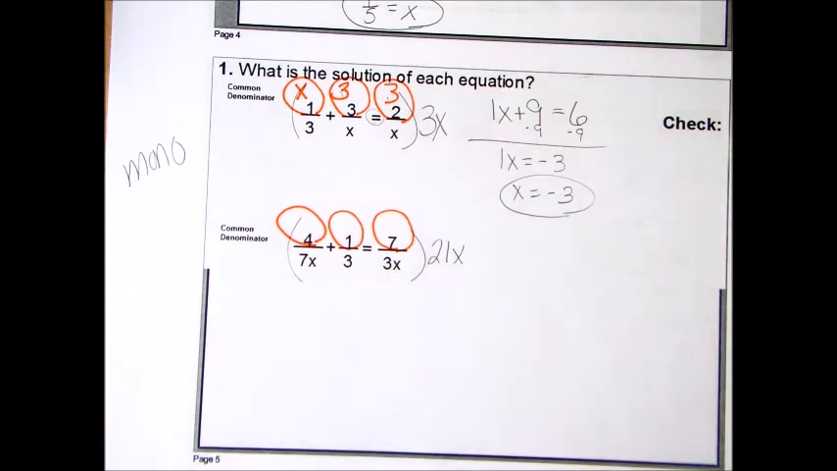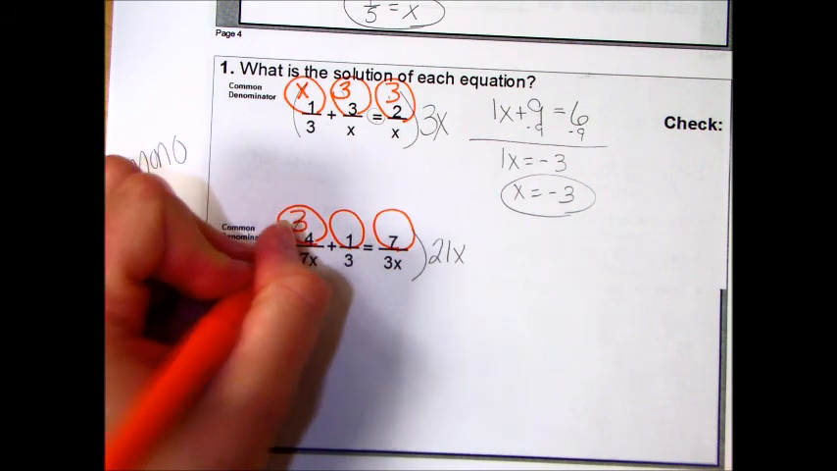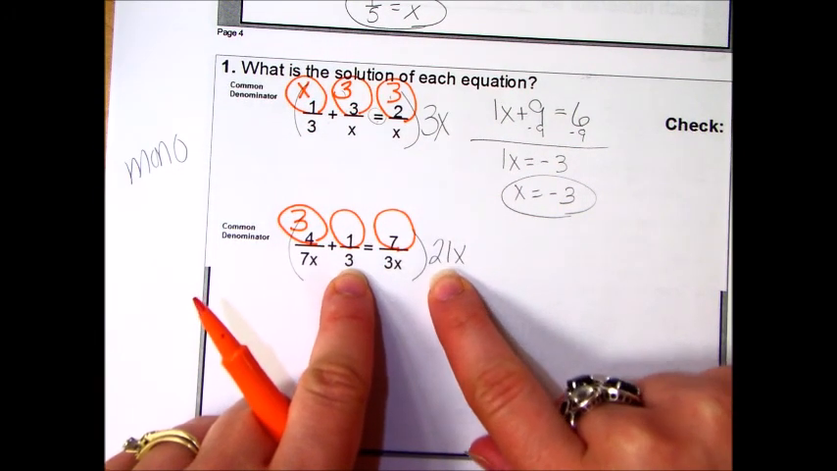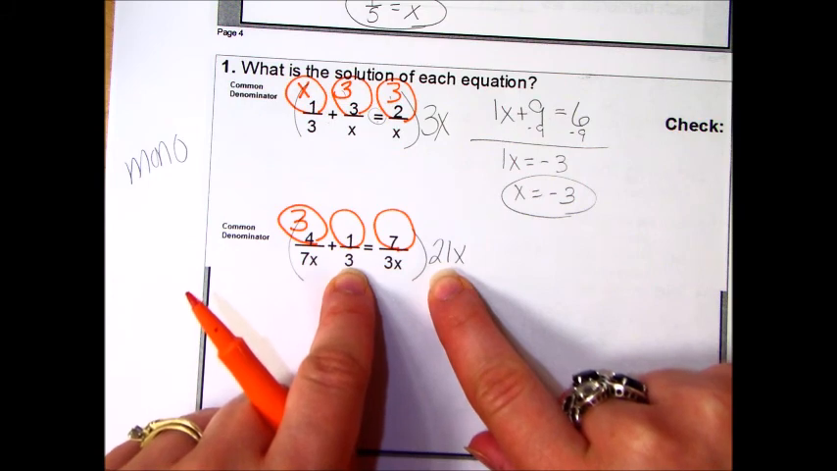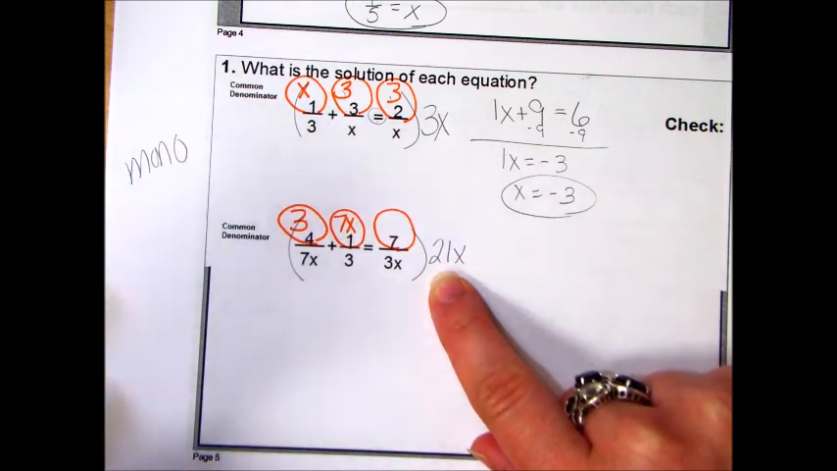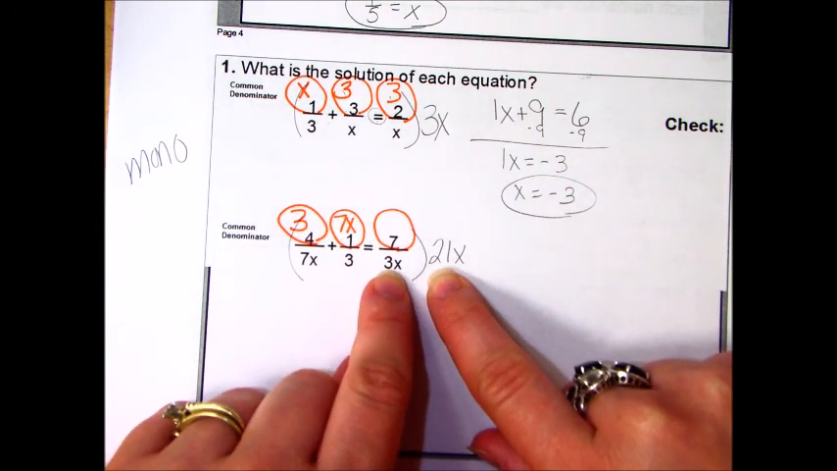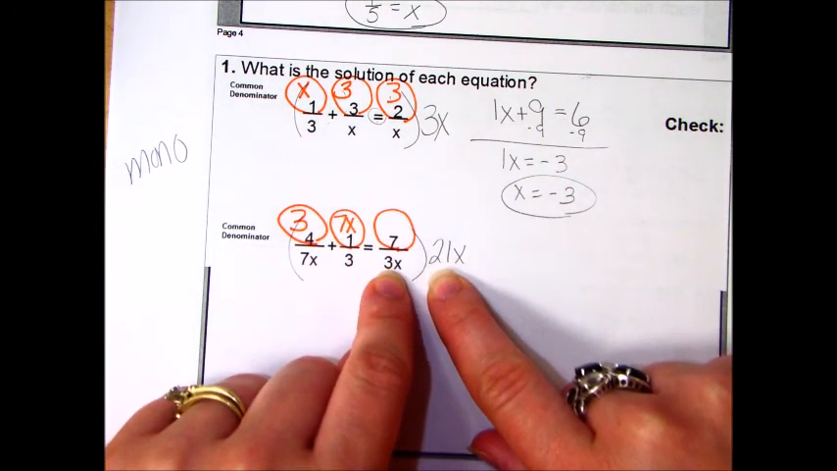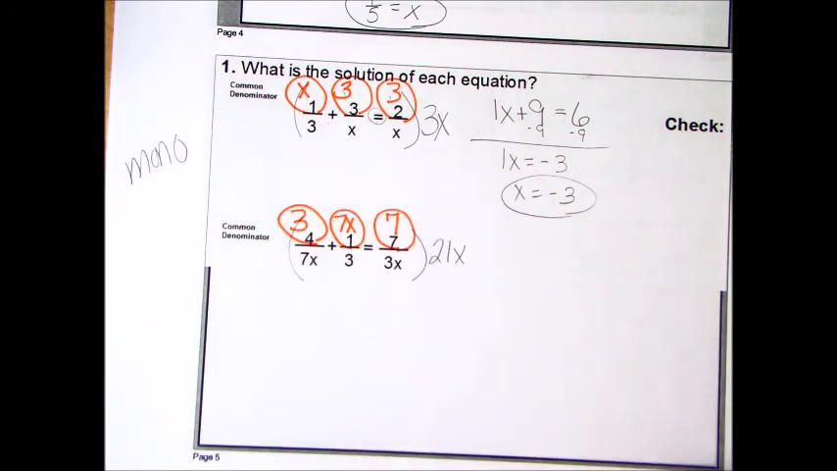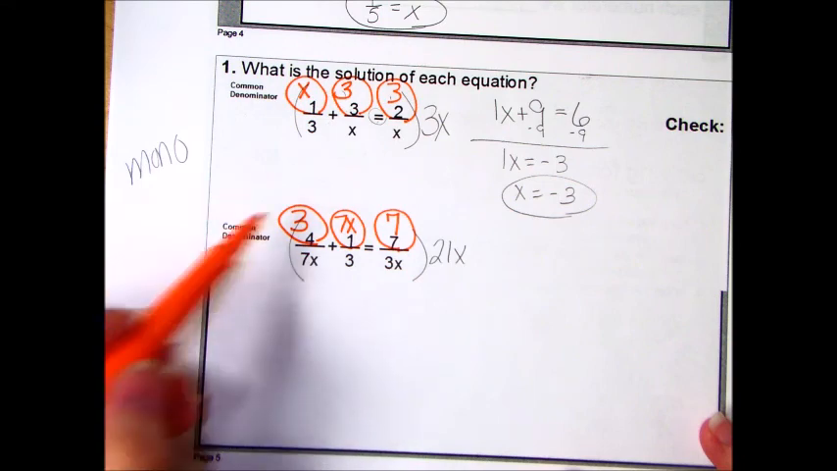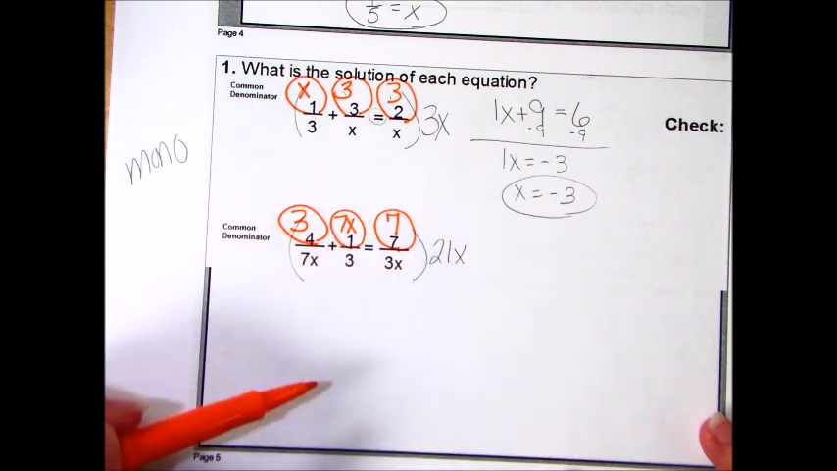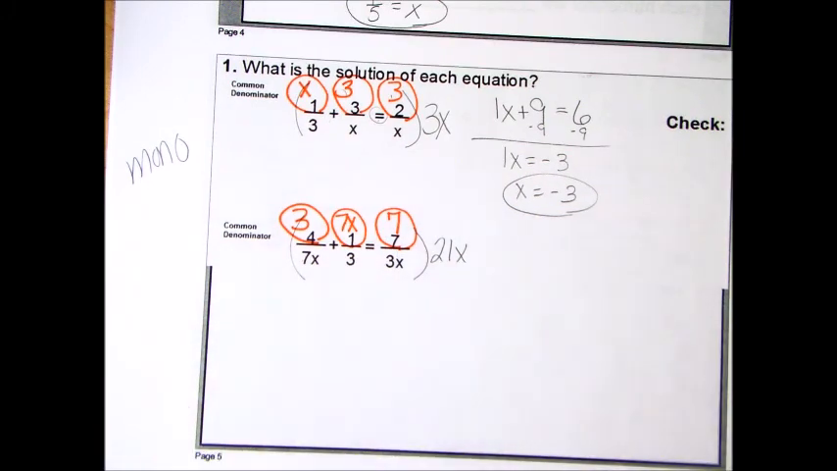All right, to get 7x into 21x, you need just a 3. Okay, now this one. To get 3 into 21x, you need a 7x. You're really just dividing, essentially, is what's happening. And to get 3x into 21x, you need just a 7. Okay? So if you were to check, this 3 and this 7x, yep. That 7x and that 3 makes 21x, yep. And that 7 and that 3x makes 21x.